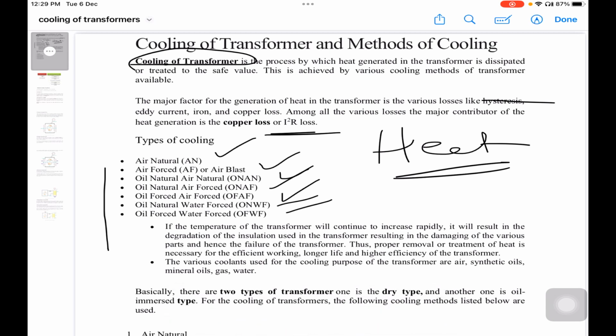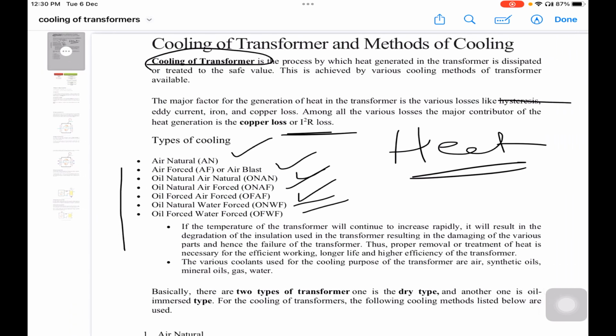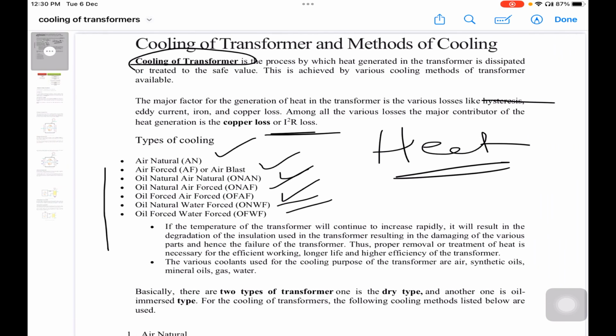Now, as I said, as the temperature of the transformer continuously increases rapidly, it is going to degrade or damage the insulation of the transformer, and also it will result in the damaging of various parts like your windings, or even the transformer can fail in operation. So it is very much suggestible to properly remove the heat. Heat has to be removed continuously. If you remove the heat then and there, the efficiency and the life of the transformer can be improved. So different cooling techniques for the same will be employed.